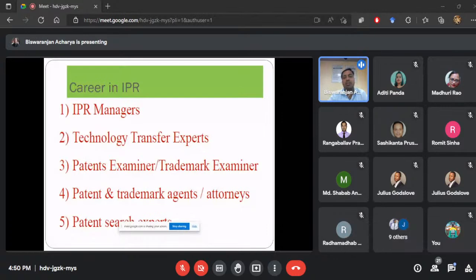Then patent examiner, trademark examination. Every government has set up an IP, intellectual property, office; India's intellectual property office is like this. So patent examiners and trademark examiners are appointed for proper examination. They can check different resources available to them, so they can easily check novelty and other applicability.